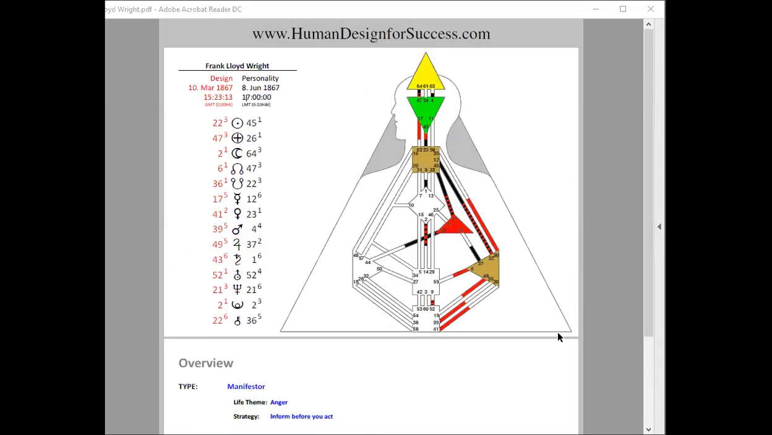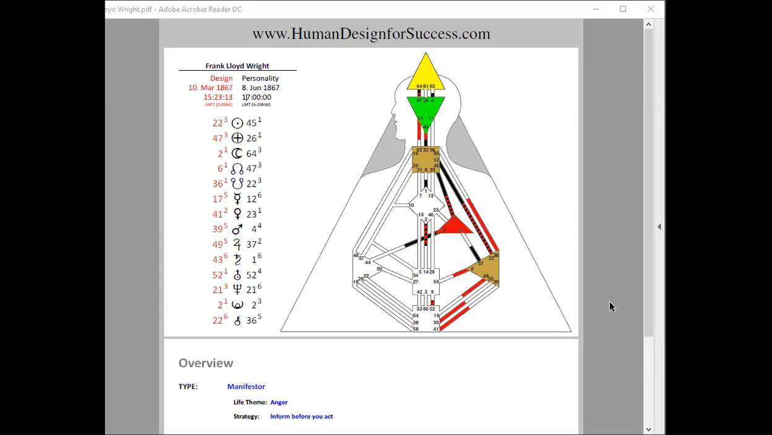So let's start there and let me highlight a few important aspects of his chart. First of all, he was a manifestor. Manifestors are designed to start things, to create, like the cue ball on a pool table, bumping into people and causing other things to occur. And he definitely did that. He started quite a movement and I think stimulated a lot of innovation in architecture after his own initial innovation.